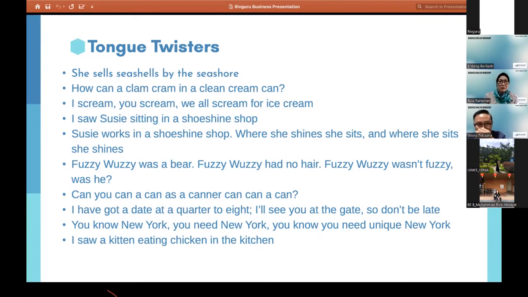So like this one, similar but different pronunciation, right? The rules of tongue twisters is you have to say the sentence at a natural pace. For the last one, I saw a kitten eating chicken in the kitchen. If you don't know how to pronounce words, you can use Google or YouTube to look up the correct pronunciation of the words.